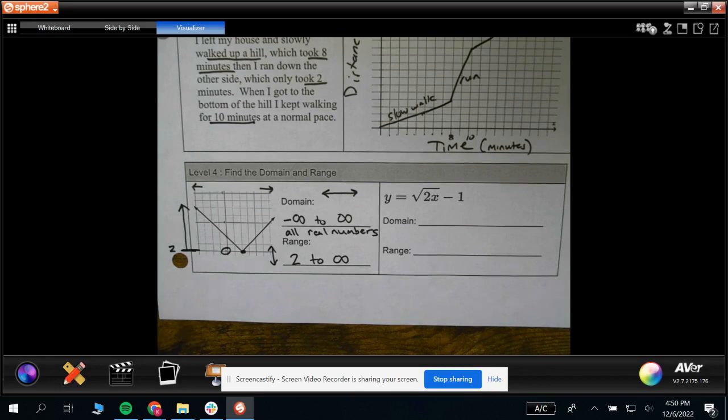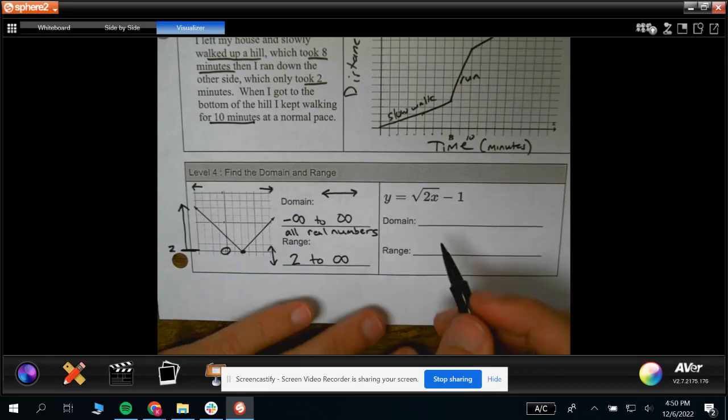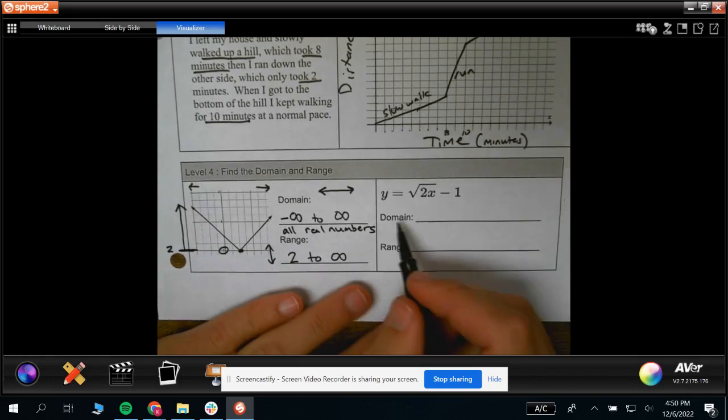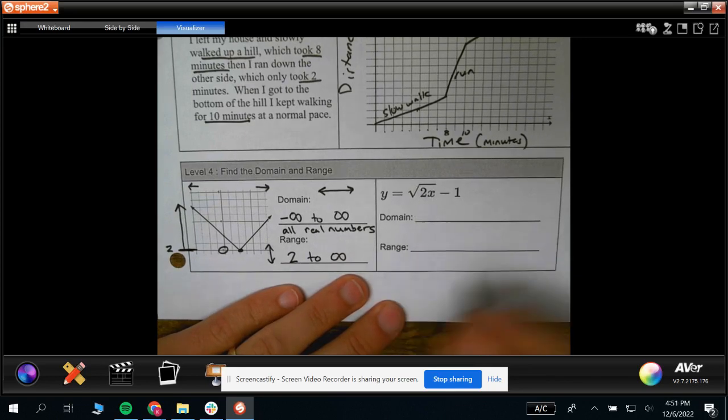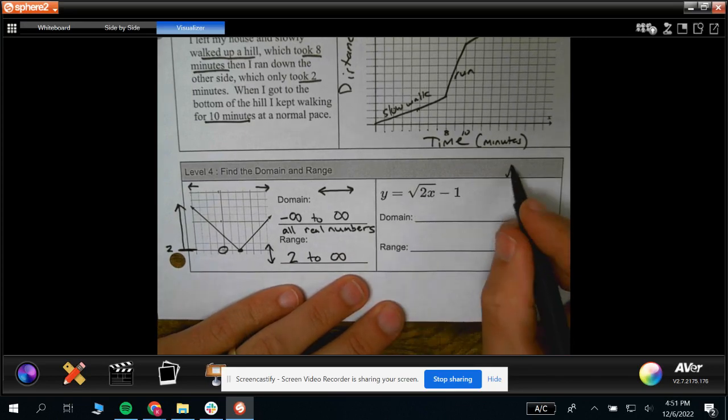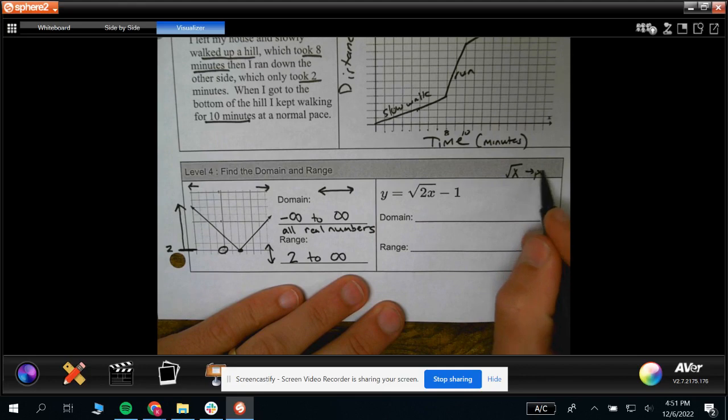All right. So that's the domain and range of a graph. For an equation, this is a challenging one, okay? For domain, we have to think about what values of x work in a function. What values of x work in this square root? So in a square root, what must be true? These values in here must always be positive.